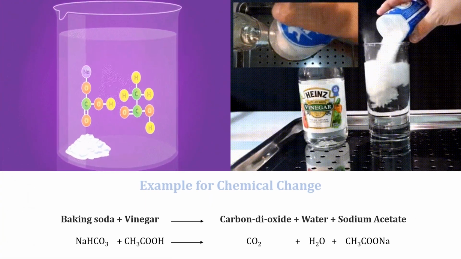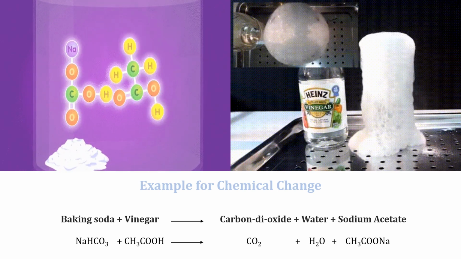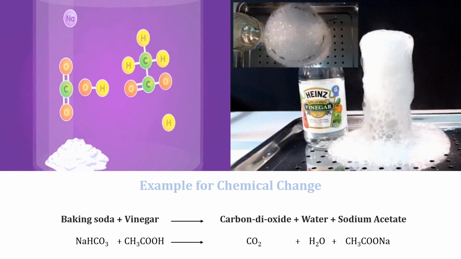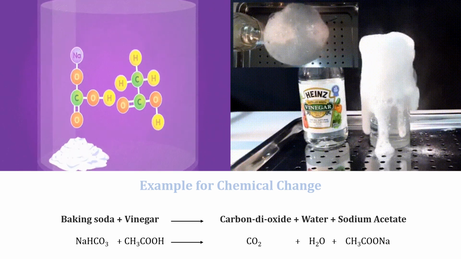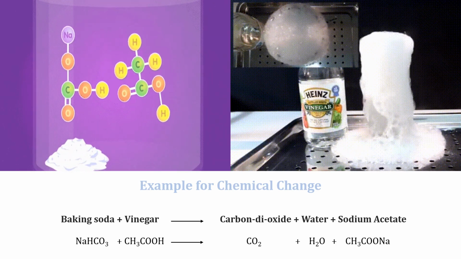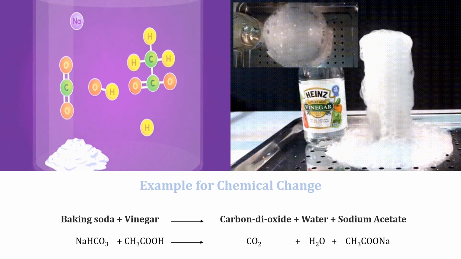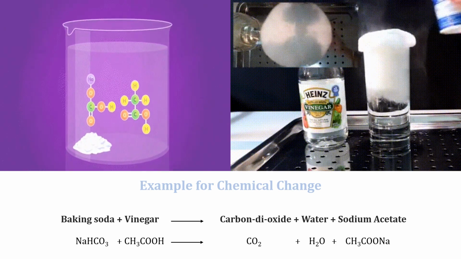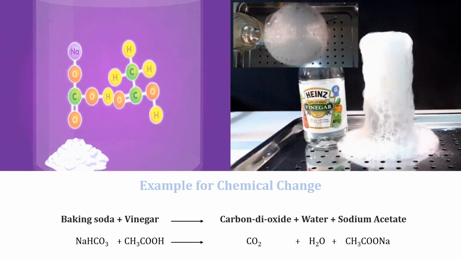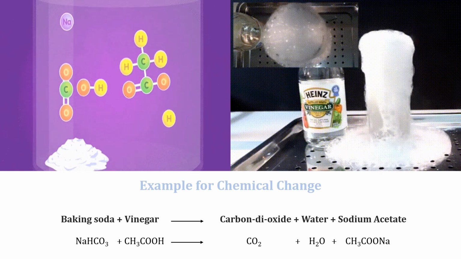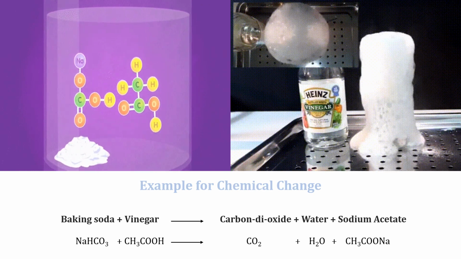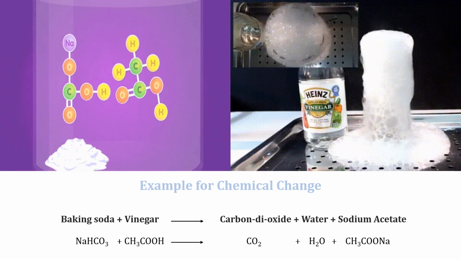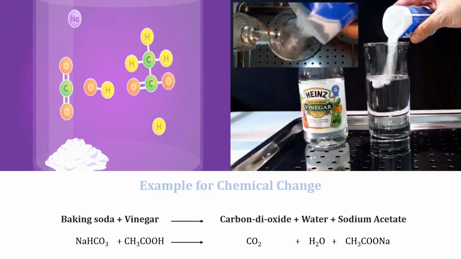Another example for chemical change is mixing of baking soda, that is sodium bicarbonate, with vinegar, that is acetic acid. On the right, the addition of a spoonful of baking soda to vinegar results in effervescence of carbon dioxide. On the left, the picture explains how the chemical reaction occurs between sodium bicarbonate and acetic acid, resulting in the formation of carbon dioxide, water and sodium acetate.